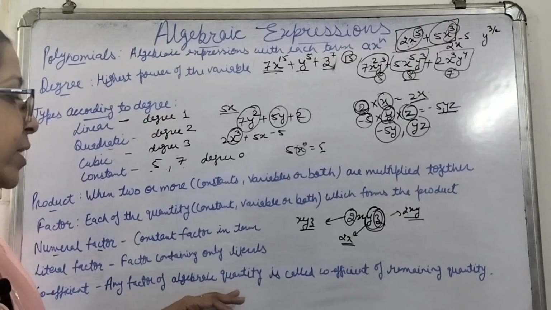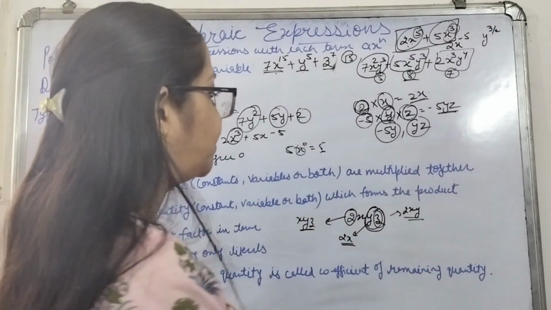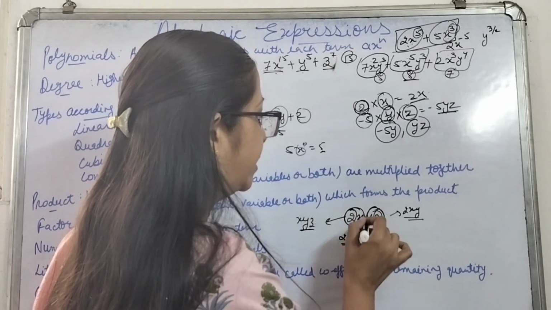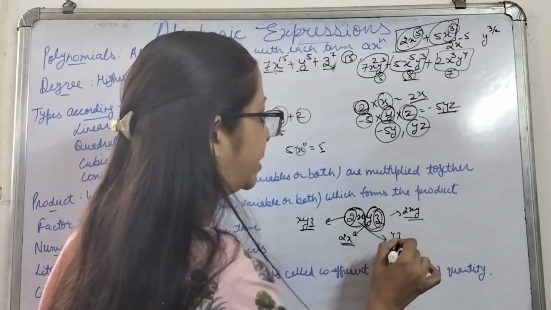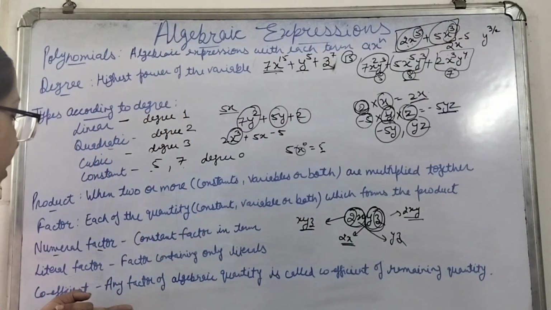So any factor of an algebraic quantity is called the coefficient of the remaining quantity. Now if I ask what will be the coefficient of 2x, in that case yz will be the coefficient of your 2x. So this is how we can find the coefficient.